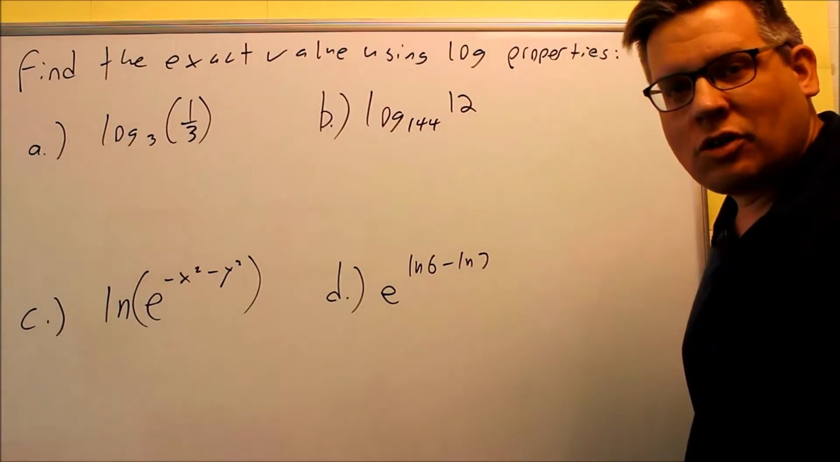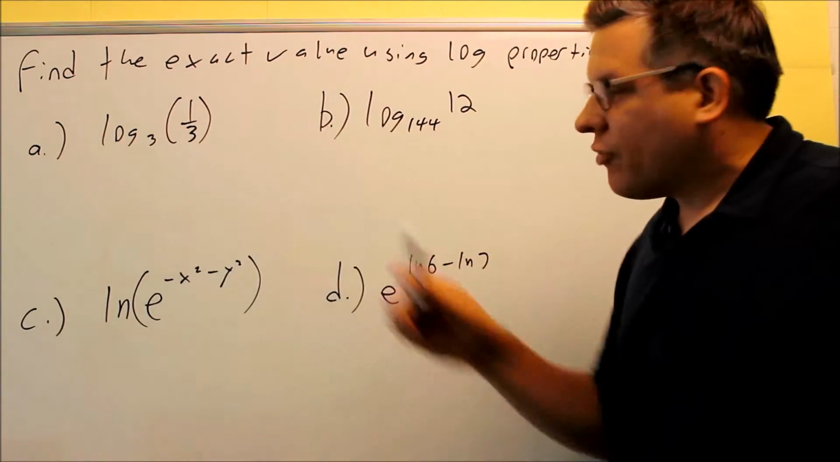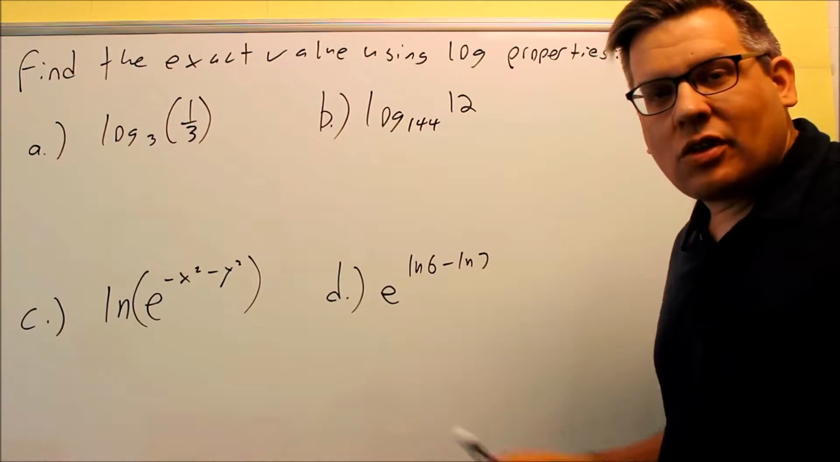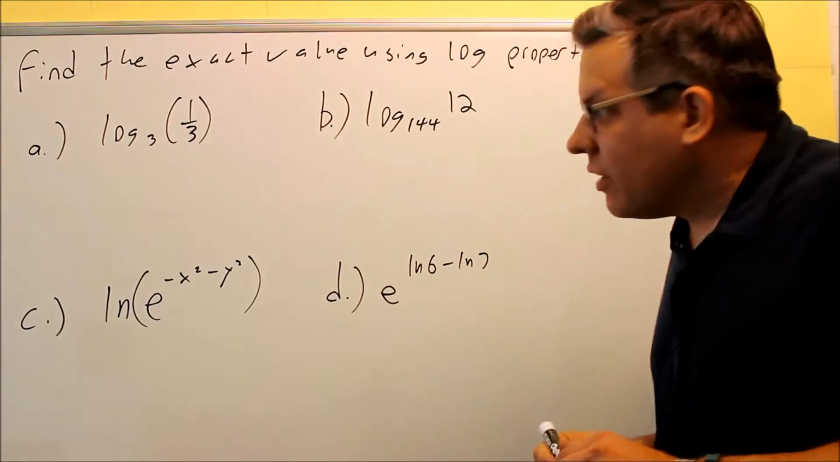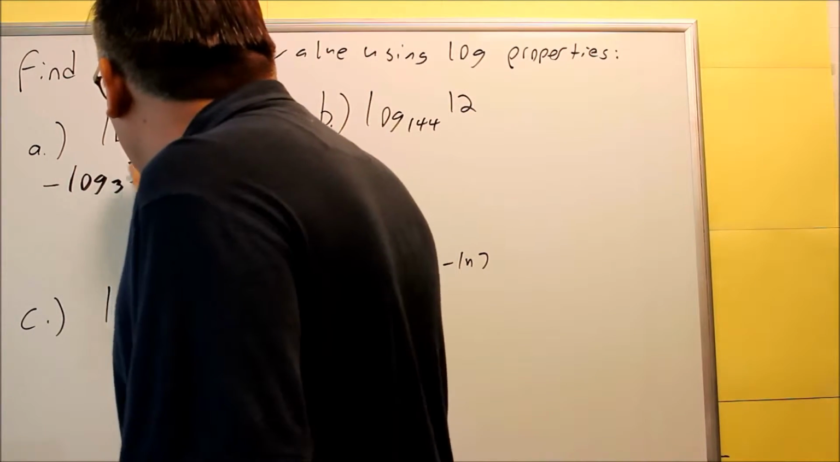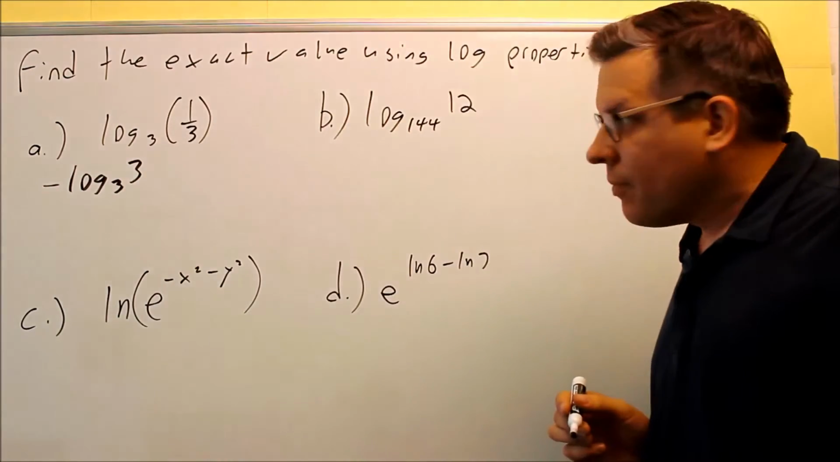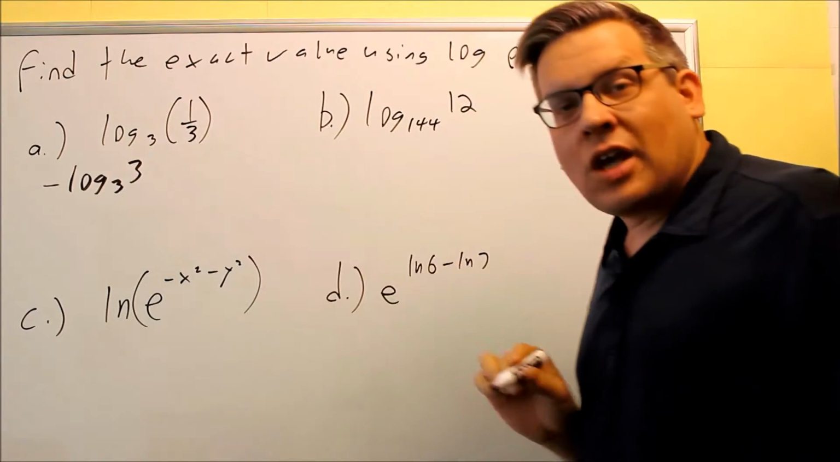Now that we've taken a look at the log properties, here are some examples to illustrate some of them. The first one, part A, is going to use algebraic property number 3 because we have a 1 over y. That says that we can rewrite this as negative log base 3 of 3.